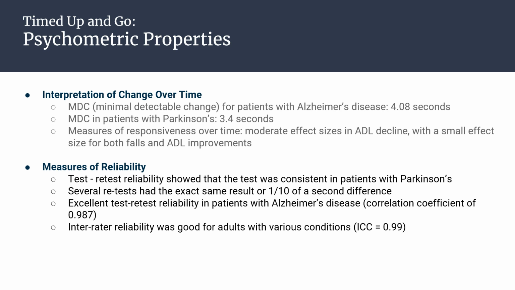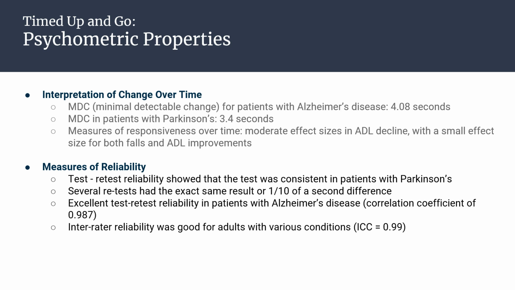Looking at psychometric properties, interpretation of change over time: the minimal detectable change for patients with Alzheimer's disease is 4.08 seconds. Minimal detectable change in patients with Parkinson's is 3.4 seconds. Measures of responsiveness over time showed moderate effect sizes in ADL decline, with a small effect size for both falls and ADL improvements. Measures of reliability.